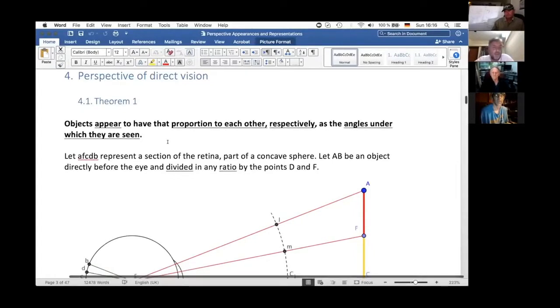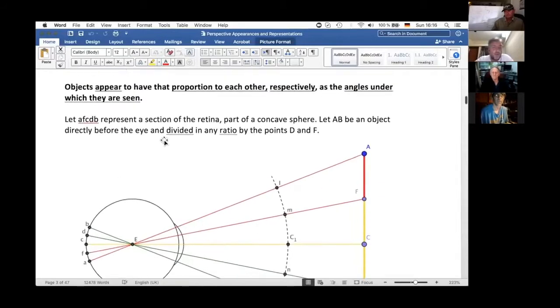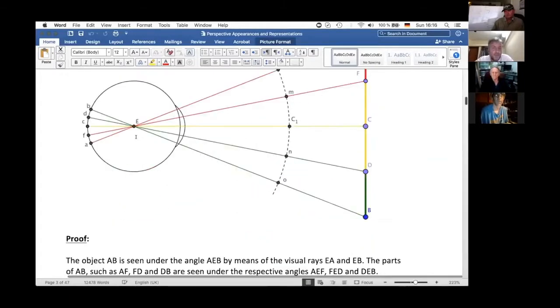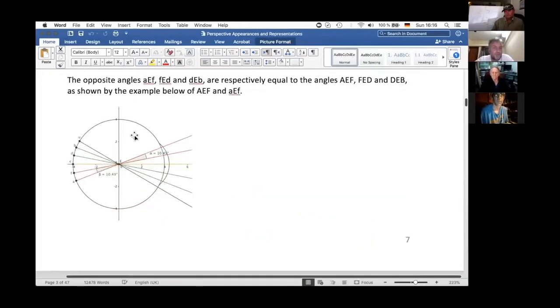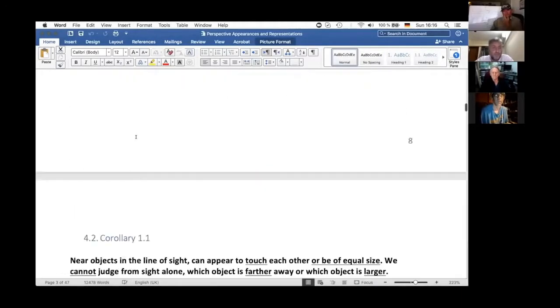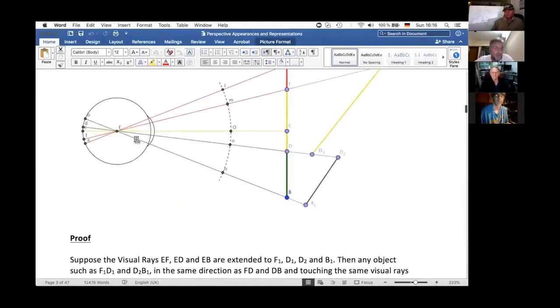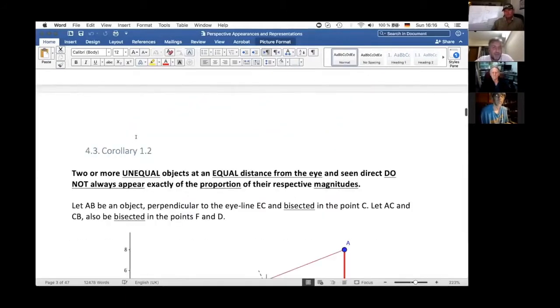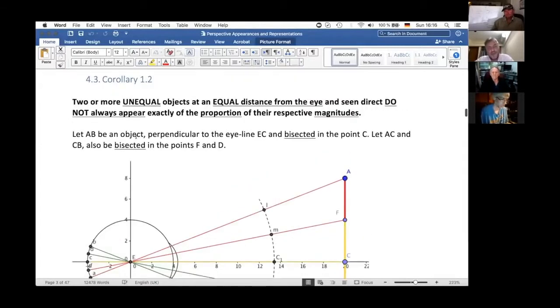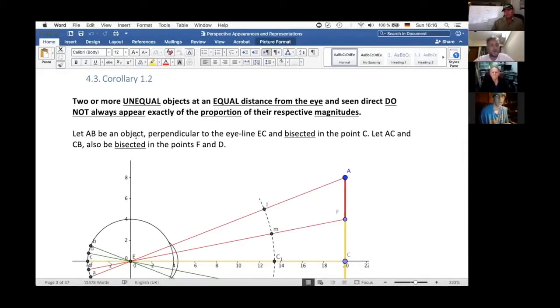And there's only two theorems that you really need to know, and that is that objects have that proportion respectively as the angles under which they are seen. And I've got geometrical proofs in here. So I went through all the diagrams, did all the proofs, and also show in here certain things that people take for granted, but they shouldn't take for granted. It's not as simple as saying, if something's twice as far away, then it's going to be half the size. You know, that's what ballers tell us, right?